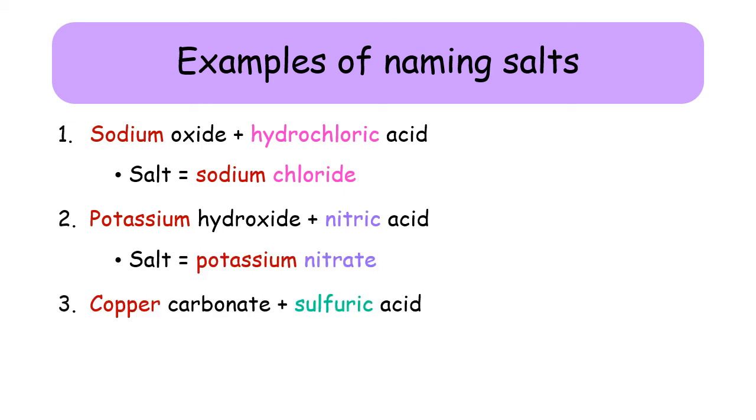Our final one, copper carbonate and sulfuric acid. Well, copper carbonate, that's our base, and it's got the metal copper. So our salt is going to start with copper. Sulfuric acid makes sulfate salts. So put that together, copper sulfate.